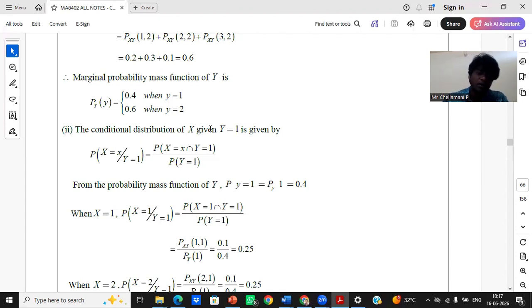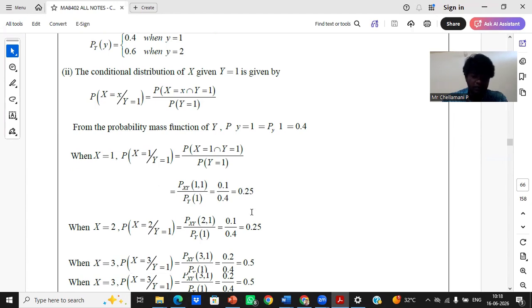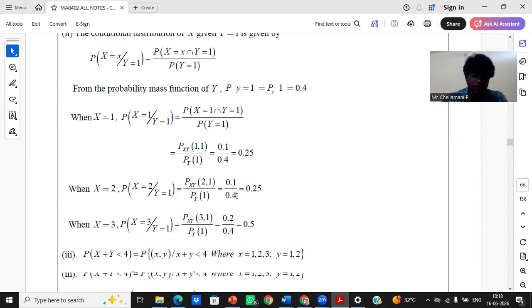So P of x given y. Therefore, P of X is equal to x intersection Y is equal to 1 over P of Y is equal to 1. So we take the corresponding values of P of 1 comma 1 by P of 1. P of 1 comma 1 value is 0.1. P of 1 value is 0.4. We simplify this, we will get the value of 0.25. Similarly, we fix x is equal to 2, and P of X is equal to 2 given Y is equal to 1, the value is 0.25.